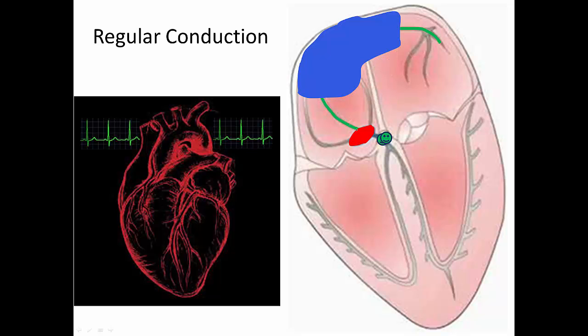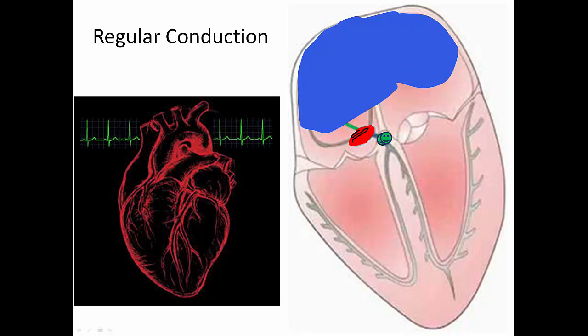So what will happen now is that signal will go nice and slow, and that's why I'm drawing it like this. That signal goes very slow through that AV node while it's giving time for the atria to contract. So during that time, the atria are depolarizing and contracting until all of the atria have actually contracted.